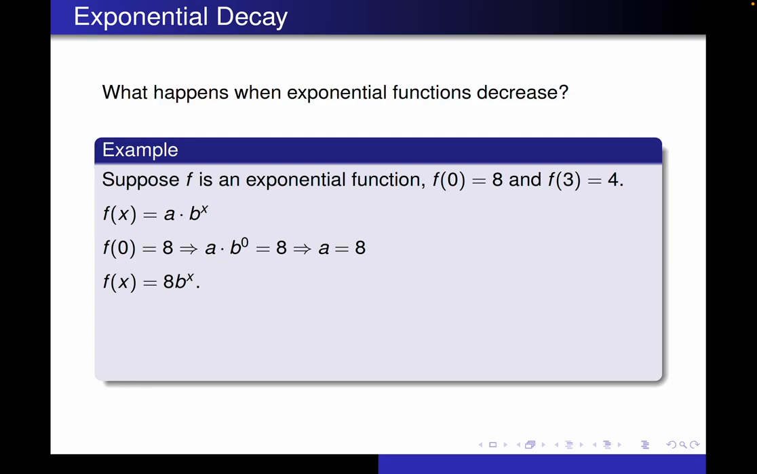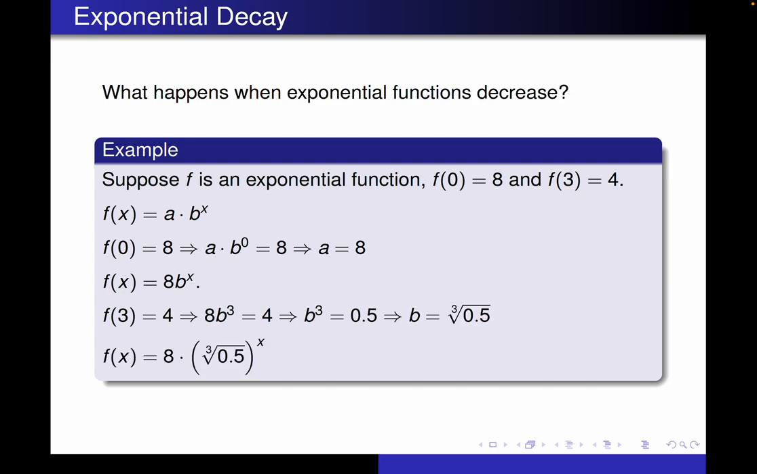Now we play the same game with x equals 3. We get f of 3 equals 4. Plug in x equals 3 into the function. That gives us 8 times b cubed is equal to 4. And then we solve for b the way we had before. b cubed equals 0.5. Take the cube root of both sides. We get b equals the cube root of 0.5. And that gives us f of x equals 8 times the cube root of 0.5 to the x. And if we wanted to find out what f of x was for a certain value of x, we just plug that in for x.